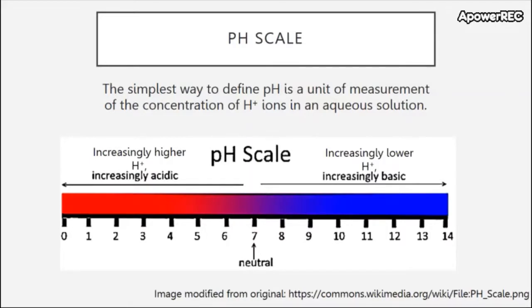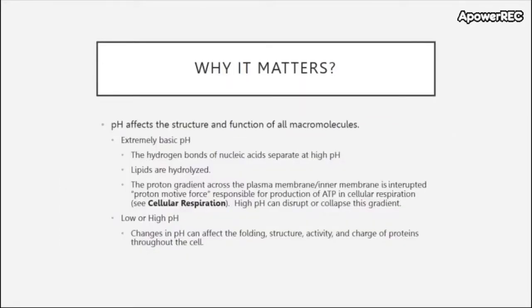And why this matters is, again, because protons in acidic and basic solutions can change the sort of chemical reactions and the structure of chemicals in a solution. So pH affects the structure and function of all macromolecules. Extremely basic pH, which means a low amount of hydrogen, or protons, or hydrogen cations, means that the hydrogen bonds that are already present in nucleic acids begin to separate at high pH.